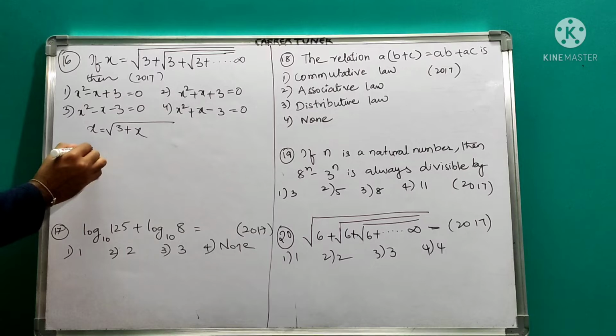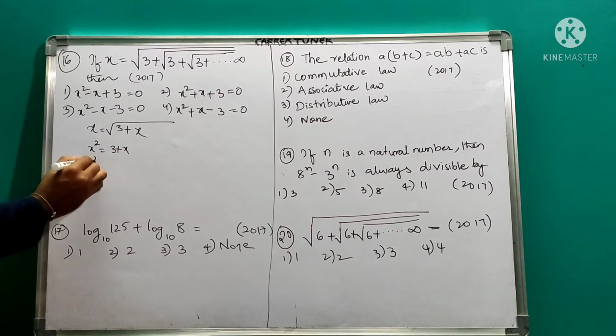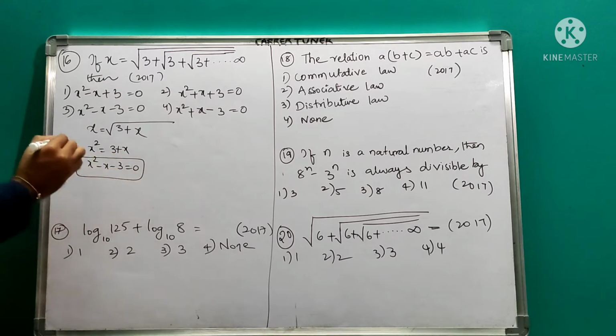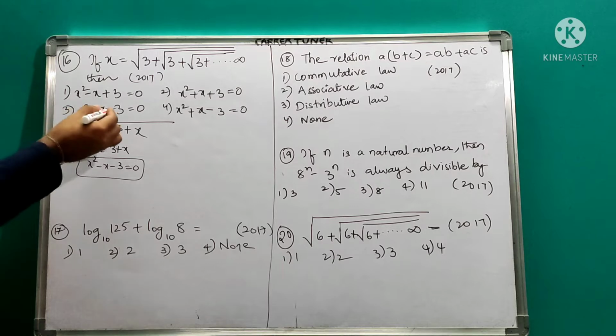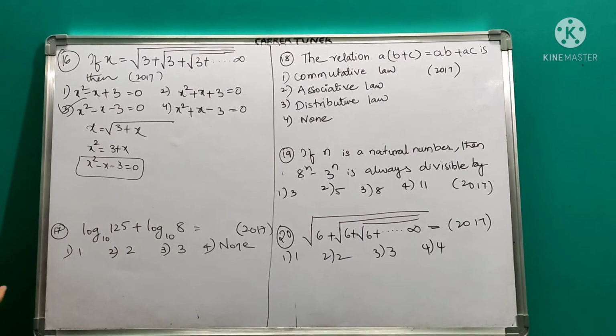So square it on both sides. x square is equal to 3 plus x. Therefore x square minus x minus 3 is equal to 0. So this is the quadratic equation. So x square minus x minus 3 is equal to 0. So the third one. Okay, next question, 17th one.